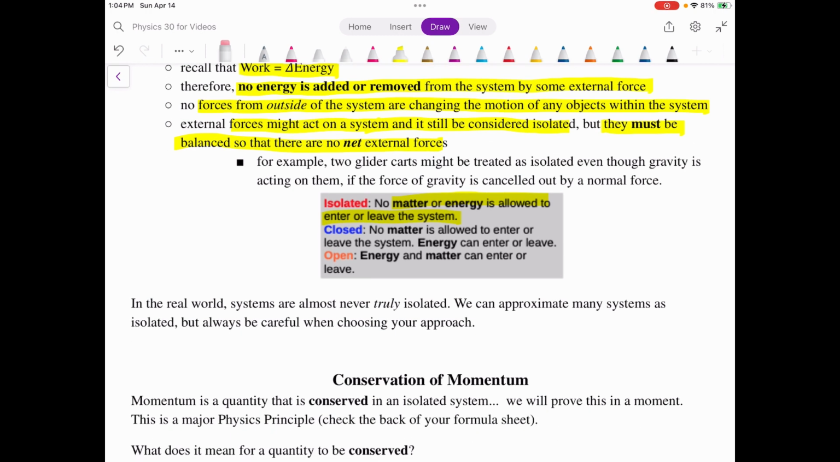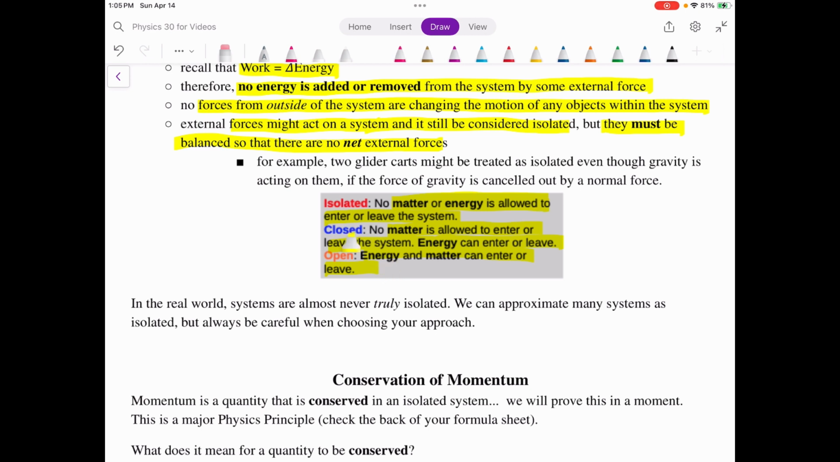So just a quick reminder: isolated, no matter and no energy is allowed to enter or leave the system. A closed system, no matter is allowed to enter or leave, but energy can enter or leave. And then an open system, energy and matter can just come and go as they please. So for an example of an open system, picture an open mug of coffee. We know energy can leave because the thermal energy leaves the coffee and it gets cooler. We also know matter can leave because if you look at a hot cup of coffee, you see steam coming off of it. That's water, that's matter, that's water vapor leaving the surface of the coffee, exiting the cup, exiting our system.